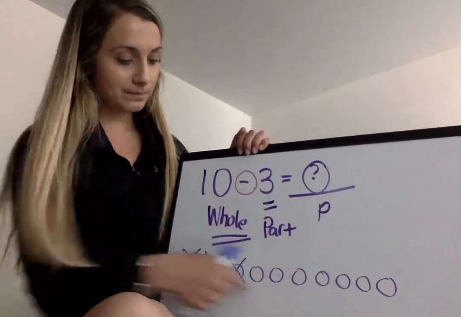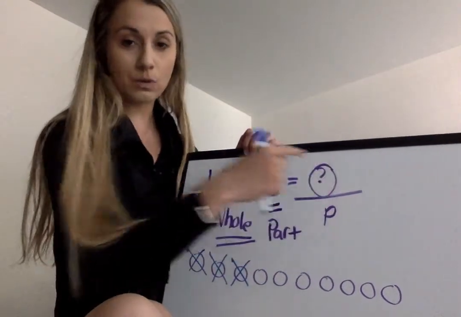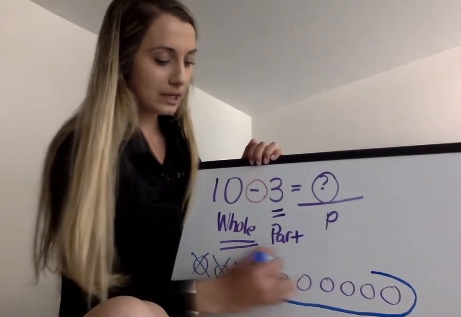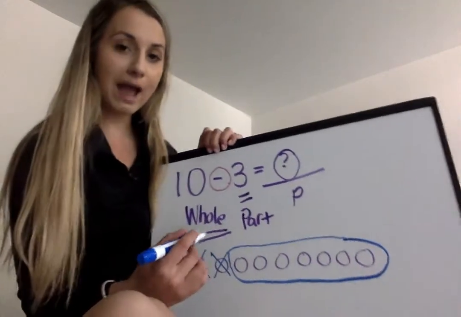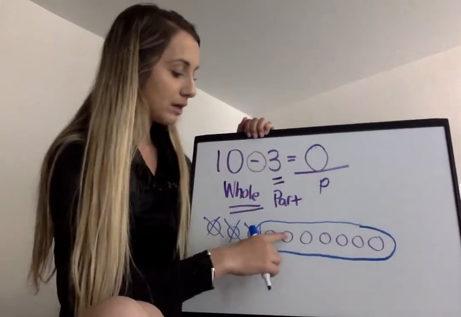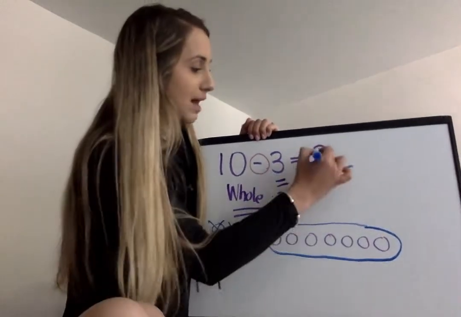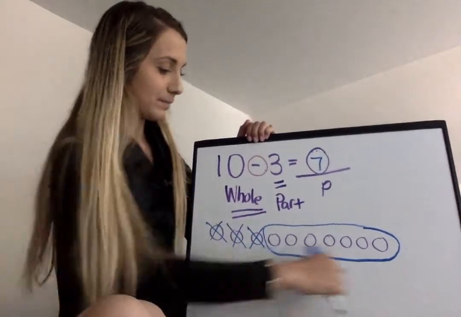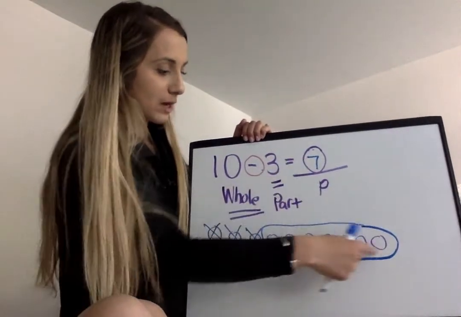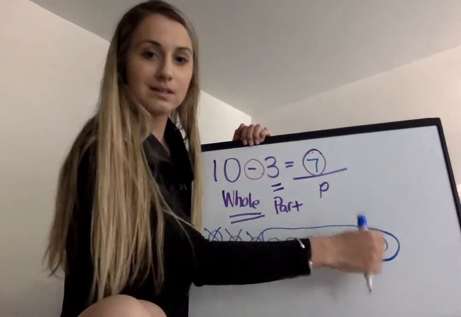So we had 10. We took away 3. And our last part, or answer, will be how many we have left. So we'll circle how many circles or dots, or whatever you drew, you have left. And that will give you your answer. So we have 1, 2, 3, 4, 5, 6, 7 circles left. So 10 take away 3 will give us our remainder, and that was 7.